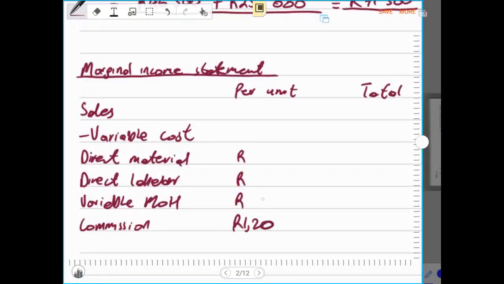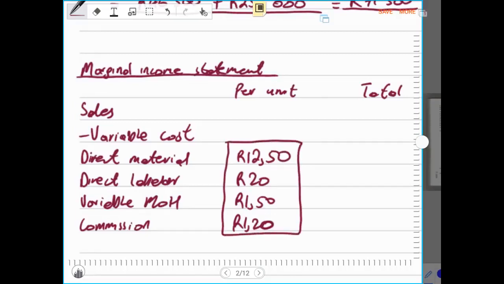Then now we have to record variable cost. This remained the same. There was no change. And also our direct material remained the same. There was no change. So now we calculate this total. Our selling price remained the same. Also, there was no change.